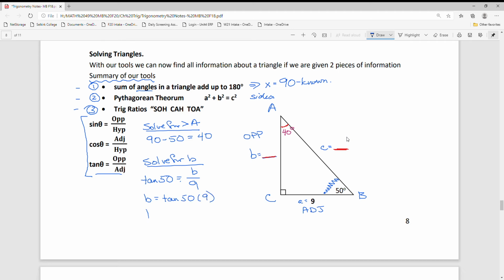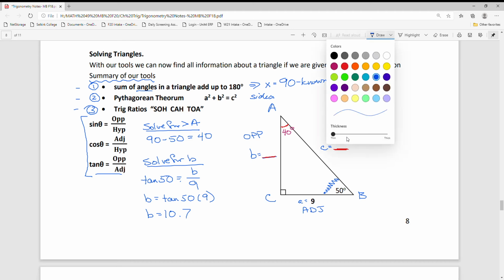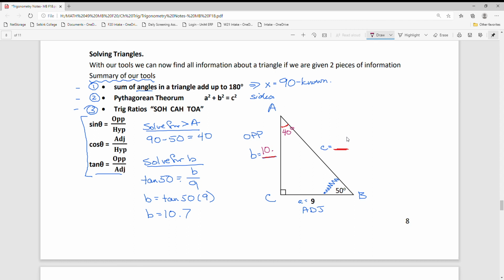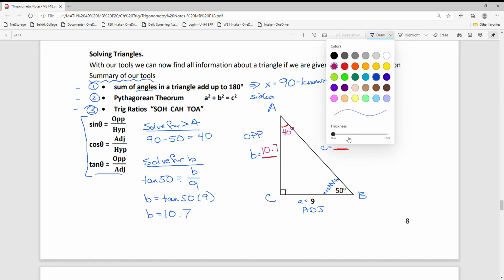So just calculator work here. Side B ends up being 10.7. No units were given on this, so you don't have to put units in your answer. I'm going to add that here. So what did we just solve? 10.7. The last thing we need to do is solve for the last side.